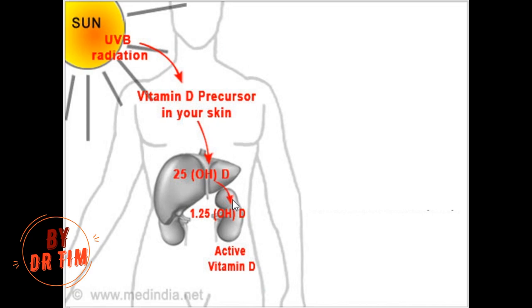Next, the 25-hydroxy vitamin D will be carried to our kidney and pick up extra oxygen to form 1,25-dihydroxy vitamin D, which is also known as calcitriol. This is the active form of vitamin D. Our body can only use the active form of vitamin D, so we have to turn the vitamin D precursor into the active form before using it.